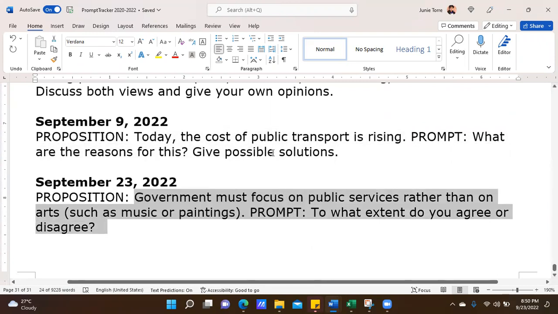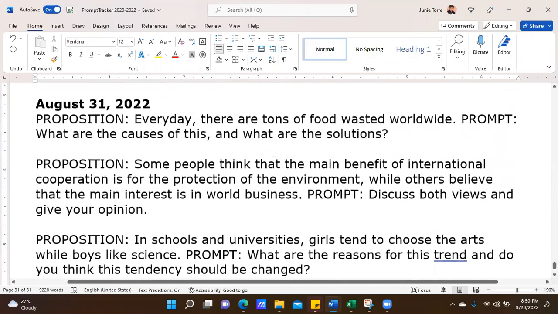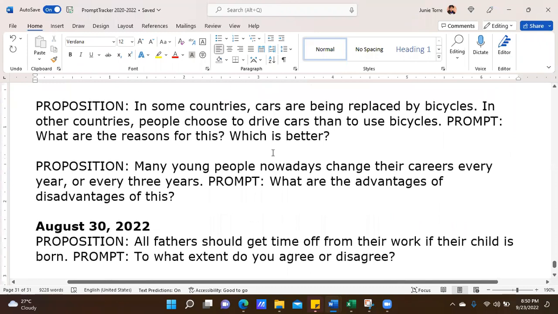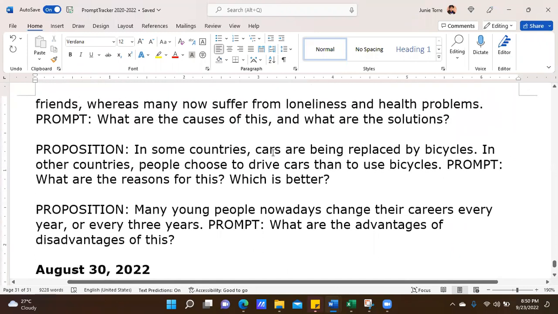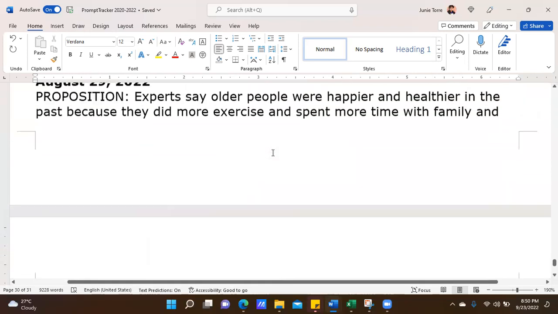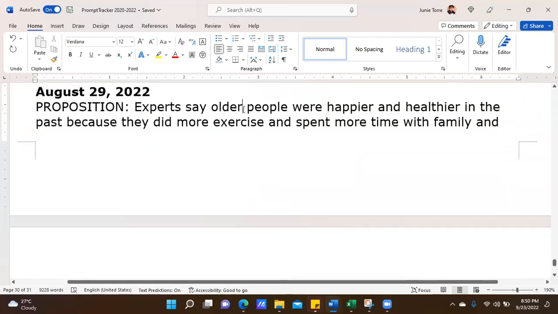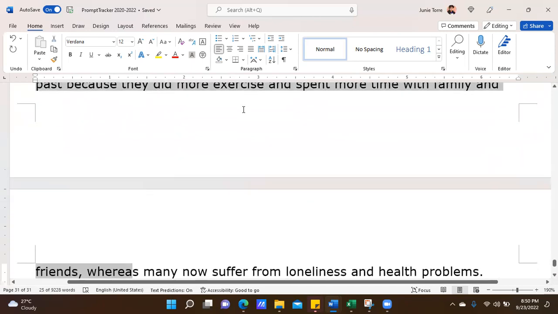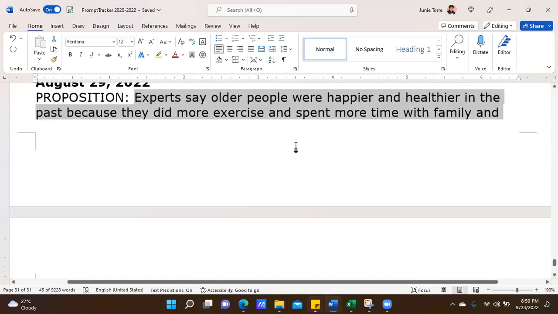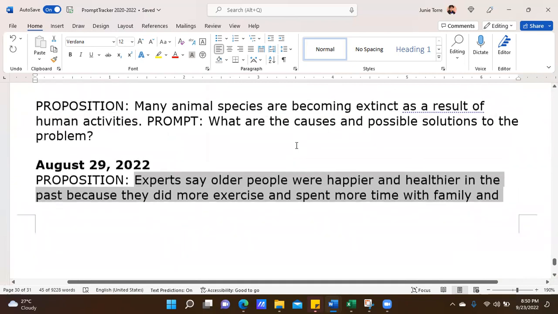Do you see how the trends interplay with the prompts? That's why this is the lesson on trends and prompts. The trend resulting to the prompt. Yun. Oh, look at this. Oh, this is very cognitive level. Experts say older people were happier and healthier in the past because they did more exercise and spent more time with family and friends, whereas many now suffer from loneliness and health problems. What are the causes of this and what are the solutions? How sad. What a sad trend.